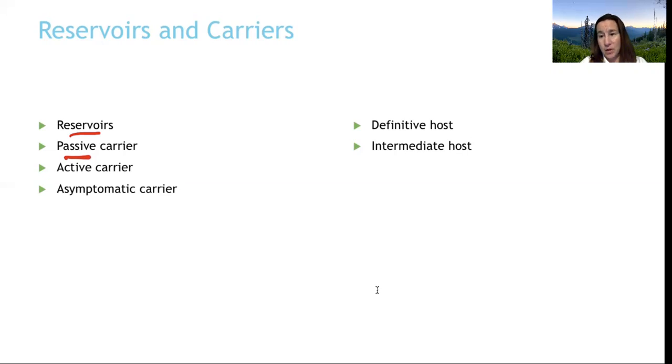It may have it in its fur coat. And when you go to shear the wool off of the sheep, then you get it that way. So the sheep was just a passive carrier. It's not infected with it, it's just transmitting it. As opposed to an active carrier. An active carrier is infected.